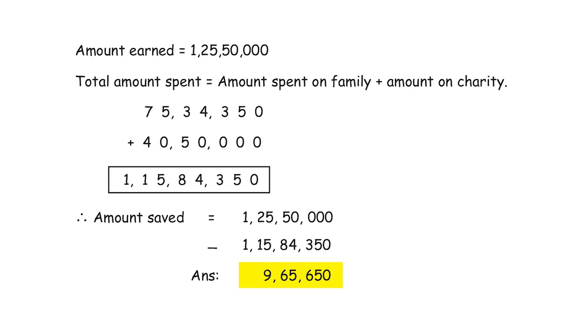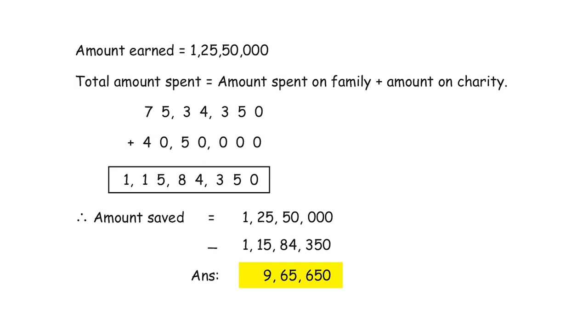And now let's do a simple addition. Starting from the right, ones place, you go all the way to the left. If you do the addition, this is what you get. Look at that. 1 crore 15 lakh 84,350 rupees. That is the amount spent. What do you think is the amount saved?